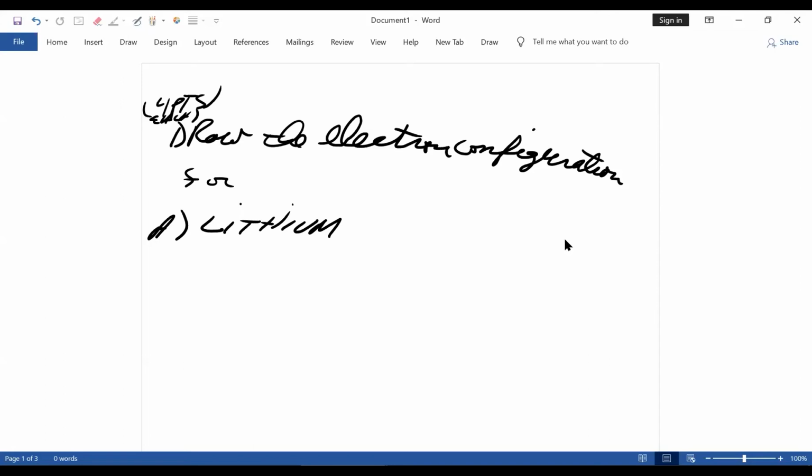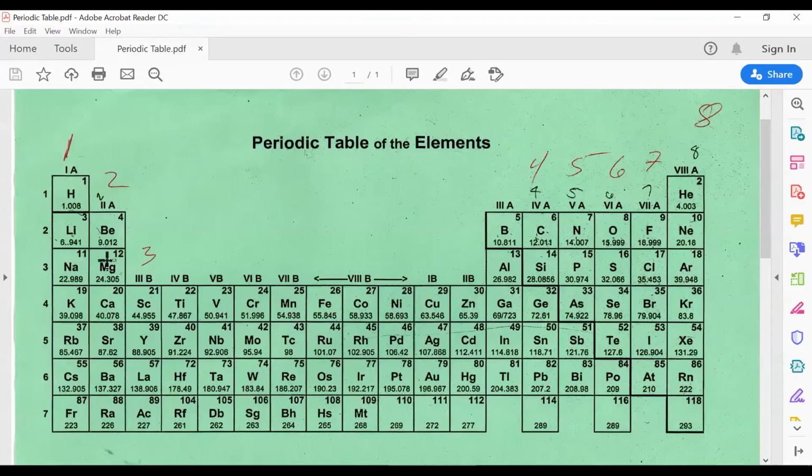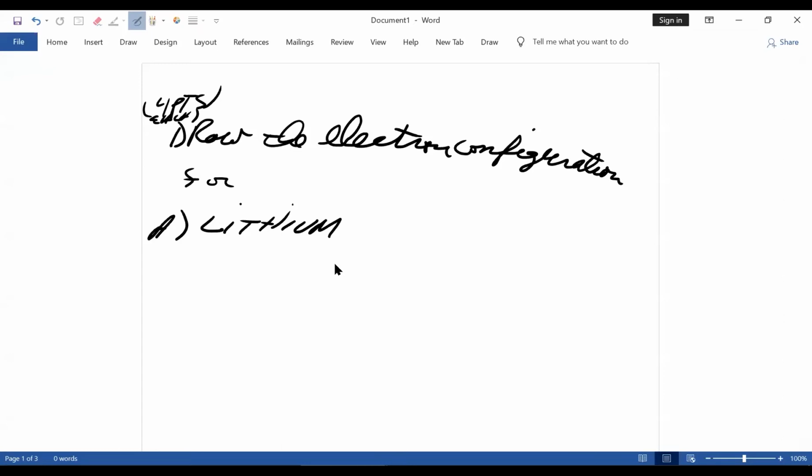So the first question would be, draw the electron configuration for lithium. And the first thing you have to do is find out how many electrons there are in lithium. Lithium's chemical symbol is Li. The atomic number tells you how many protons and electrons, and therefore you have 3. So now we know we have 3 electrons in lithium.